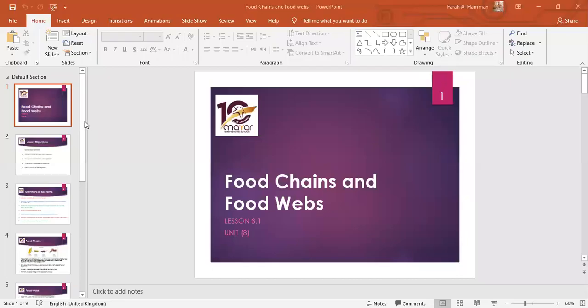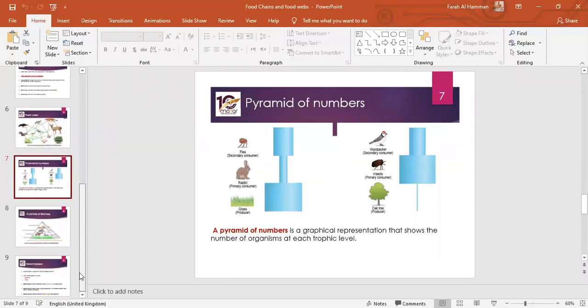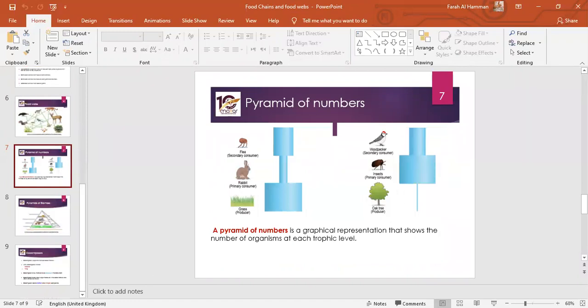Okay, students, now we will go back into lesson 8.1, food chains and food webs. All right. Now, in today's class, we are going to go over the pyramids, yes? Now, you remember we said the pyramids are constructed to represent different relationships between organisms all living in one ecosystem.